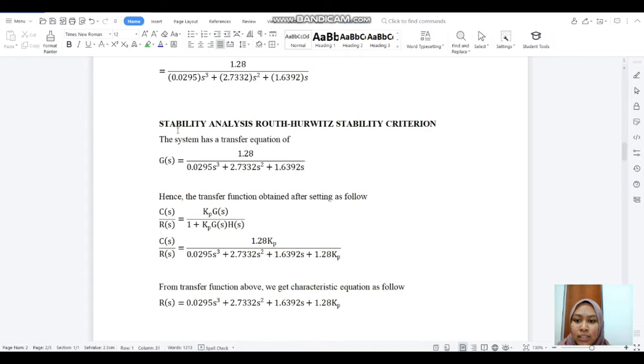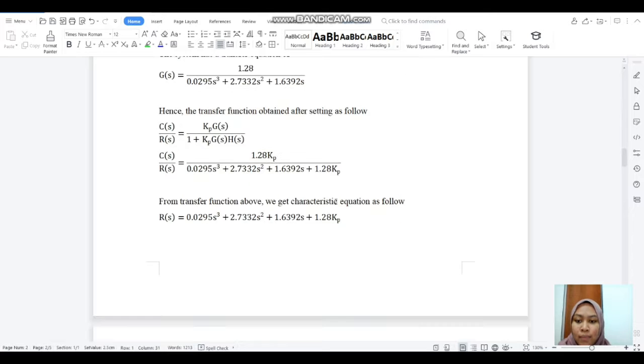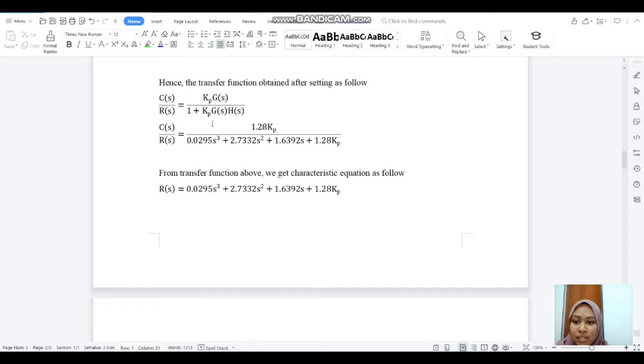Then we will need to do the stability analysis test, which is the Routh-Hurwitz stability criterion. So the system has a transfer function of this one, 1.28 over 0.0295 s3 plus 2.7332 s2 plus 1.6392 s. Then the transfer function obtained after closing the loop is as follows: 1.28 Kp over 0.0295 s3 plus 2.7332 s squared plus 1.6392 s plus 1.28 Kp. Then from the transfer function, we get the characteristic equation as follows, which is the Routh array equal to this equation.